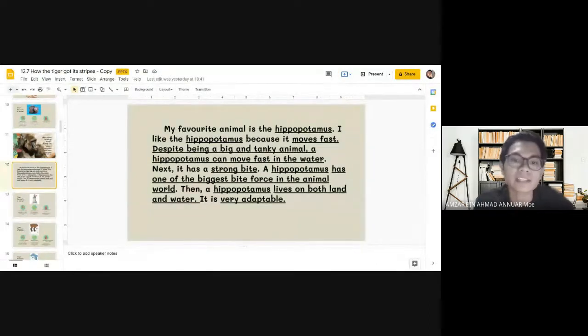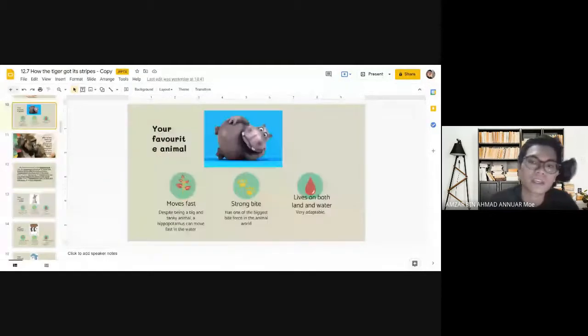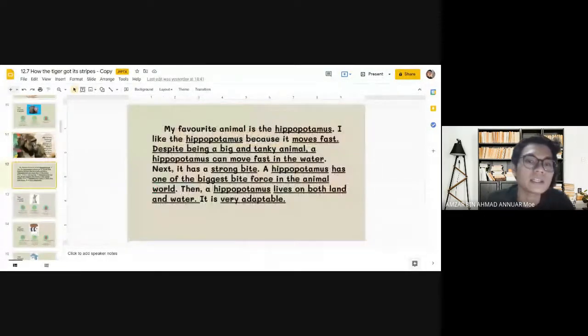Okay. Next, it has a strong bite. A hippopotamus has one of the biggest bite force in the animal world. Then, a hippopotamus lives on both land and water. It is very adaptable. Now, these are all taken from this one. Betul tak? Semua saya ambil daripada sini saja. Cuma kita tukar dia kepada bentuk ayat yang lengkap.